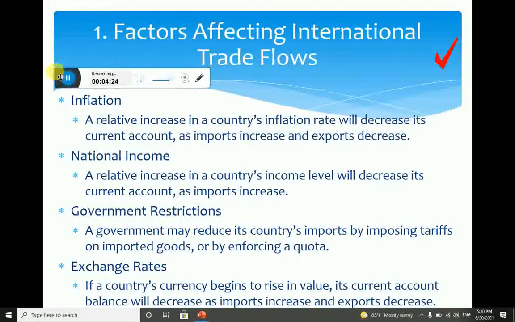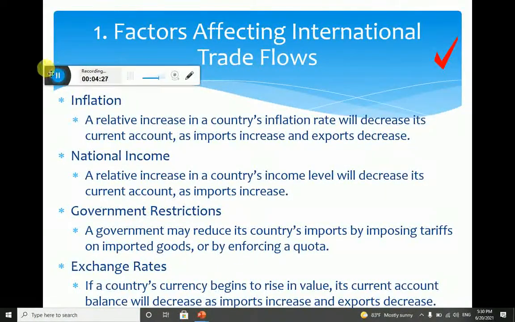What is inflation? A relative increase in a country's inflation rate will decrease its current account as imports increase and exports decrease. So inflation always has a negative effect on international trade. If a country faces inflation, inflation basically means an overall increase in the general prices of goods and services, and that is called inflation.